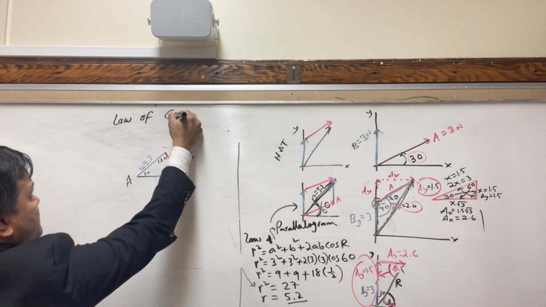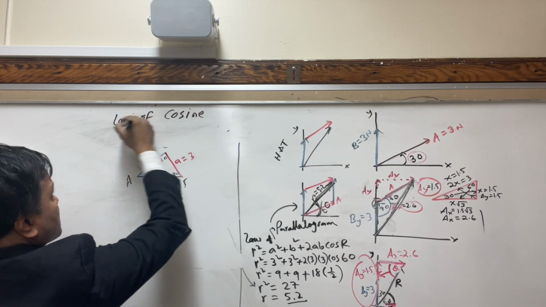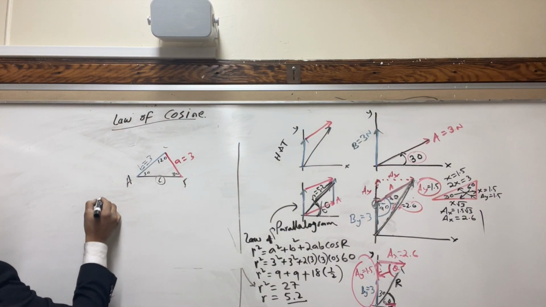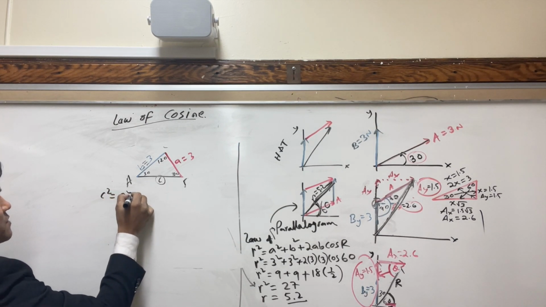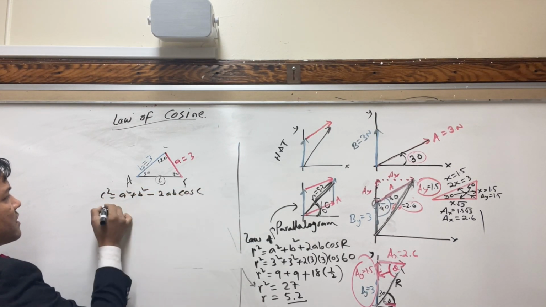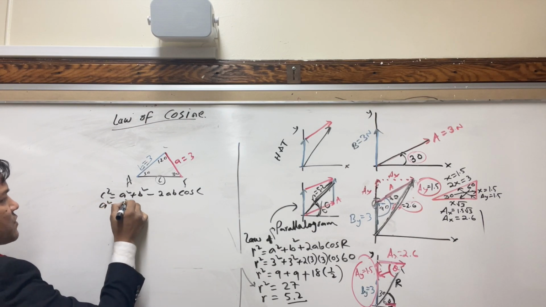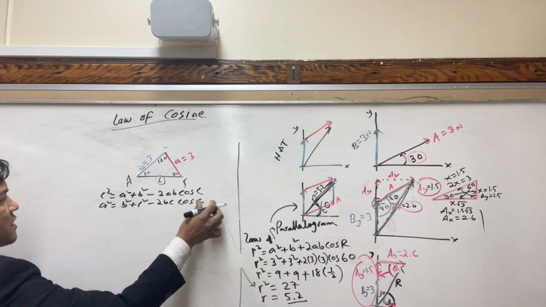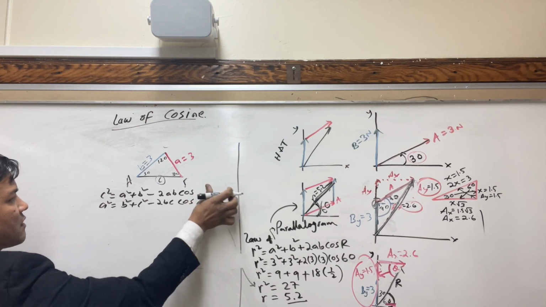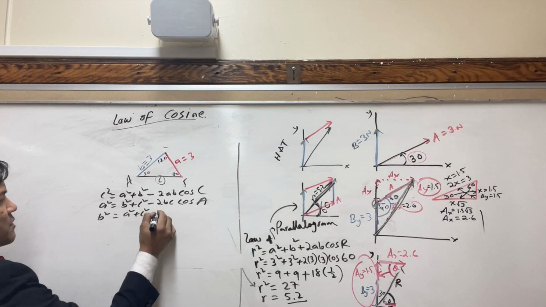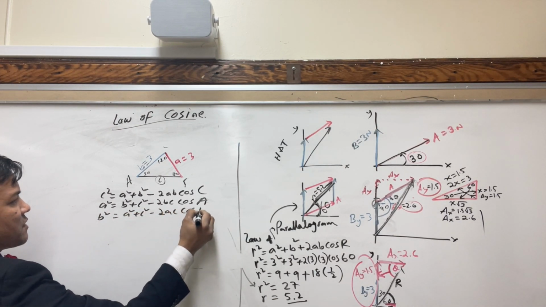Law of cosines. There are three forms. C squared is equal to A squared plus B squared minus 2AB cosine C. A squared is equal to B squared plus C squared minus 2BC cosine A. B squared is equal to A squared plus C squared minus 2AC cosine B.